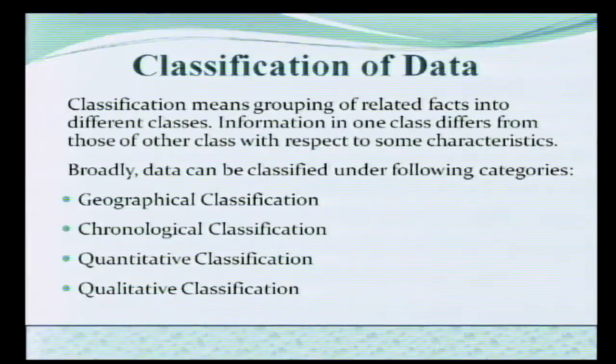The classification means grouping of related facts into different classes. Information in one class differs from those of other classes with respect to some characteristics. Broadly, the collected information can be classified under the following categories. The first one is geographical classification, second chronological classification, third quantitative classification, and fourth qualitative classification.